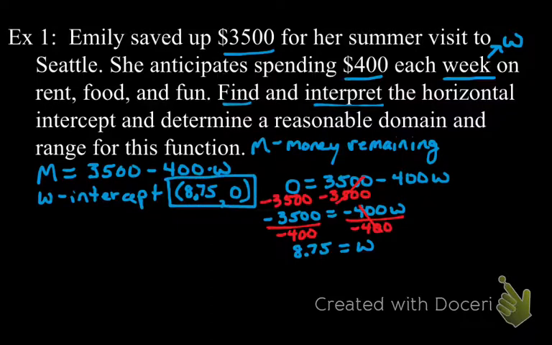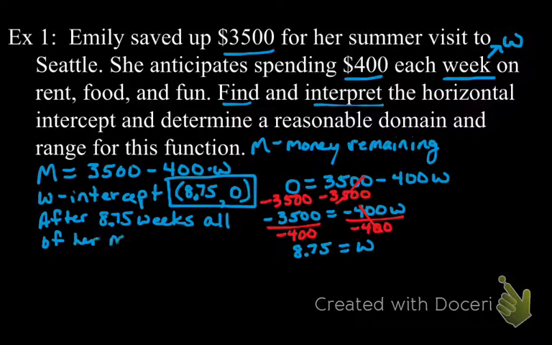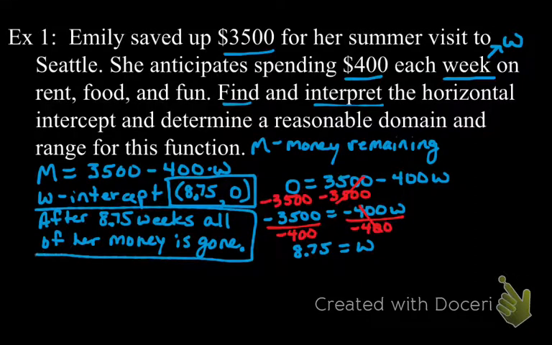Now the question is, how do we interpret that? Well, if you think about it, that's when m equals 0, so that's when all of her money is gone. So how do we write this in a complete sentence? This means after 8.75 weeks, all of her money is gone. So she has no money left. So that's our interpretation of what that horizontal asymptote means.